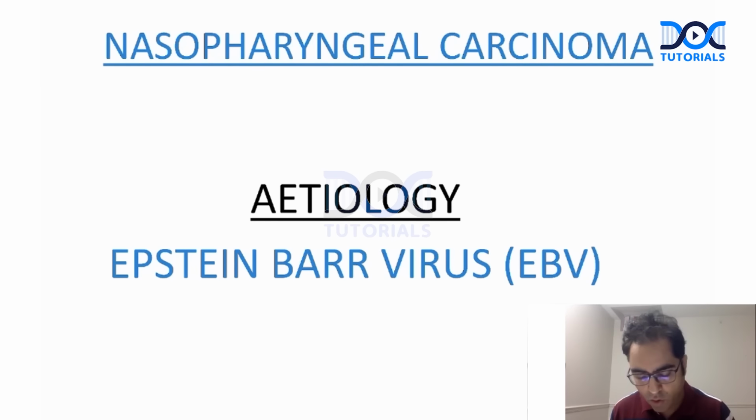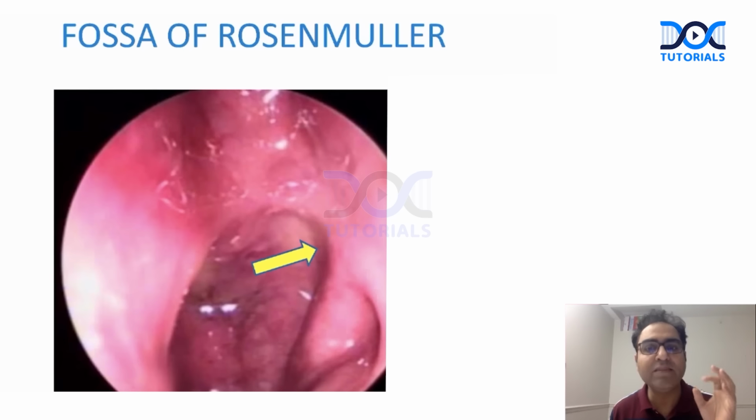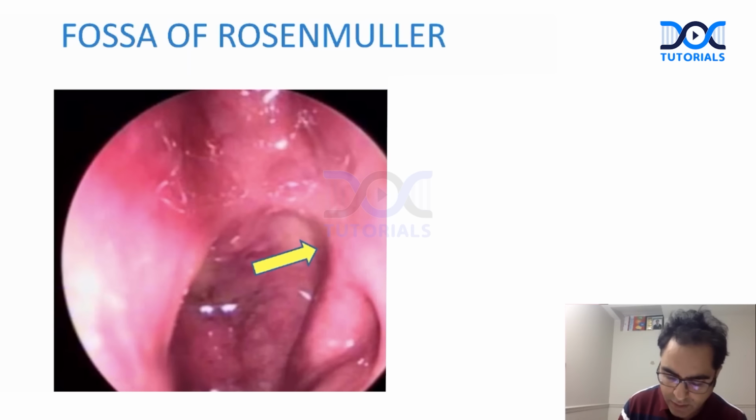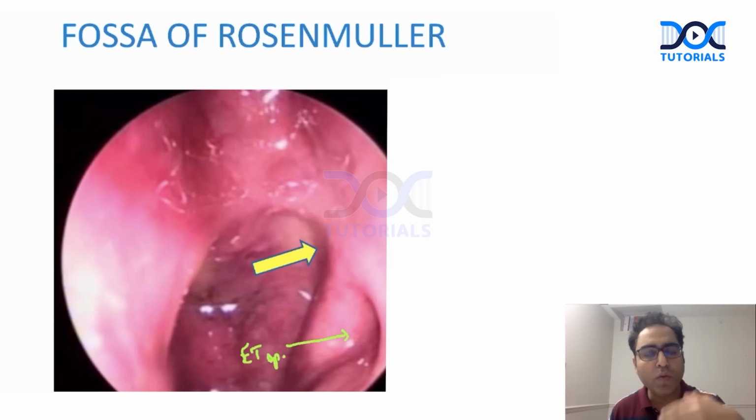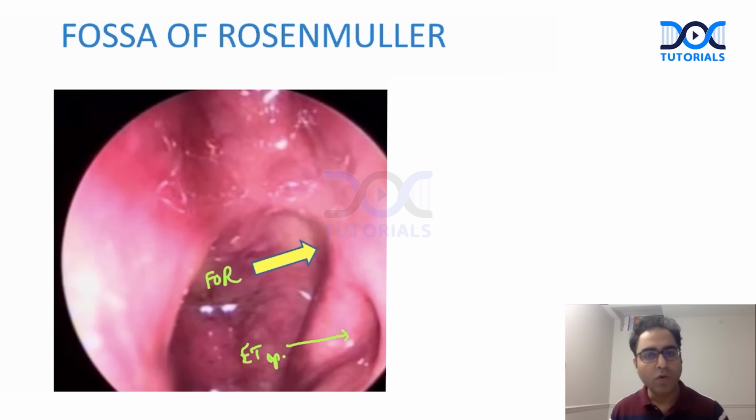What is the site of origin of nasopharyngeal carcinoma? The answer is fossa of Rosenmuller. Now, fossa of Rosenmuller is a visual question also of anatomy in your paper. How to identify it? Please see. This is eustachian tube opening. If they ever put an arrow right above the eustachian tube opening, that area is fossa of Rosenmuller. And I know this is right behind the nose, a very hidden area, not easy to examine.